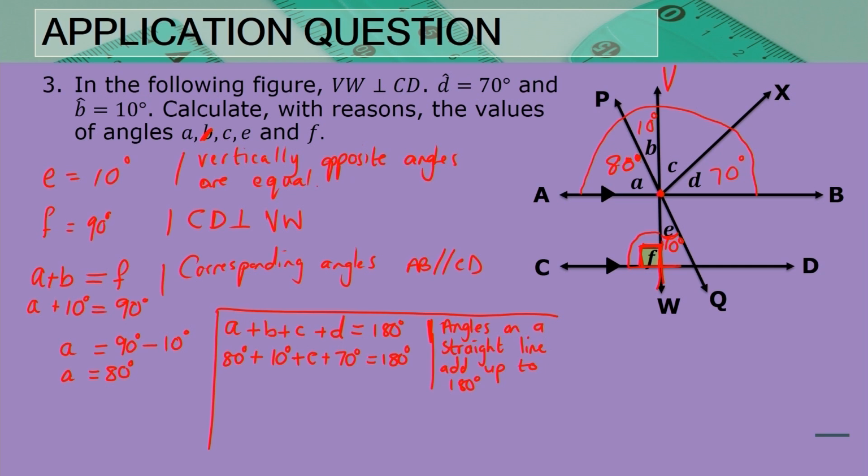Now, when we add all of these angles here, we have 160 degrees plus C is equal to 180 degrees. How are we going to solve for C? By using the additive inverse of 160. So we are going to say 180 minus 160, and that is going to give us 20 degrees. This means that angle C is 20 degrees. And that is how we have calculated all those angles, angles A, C, E, and angle F.